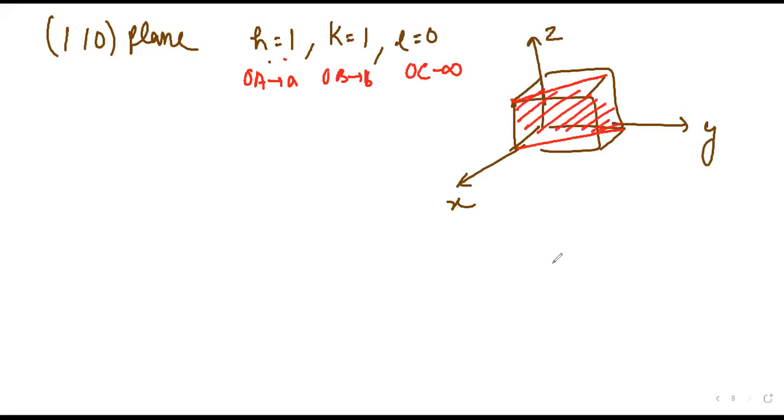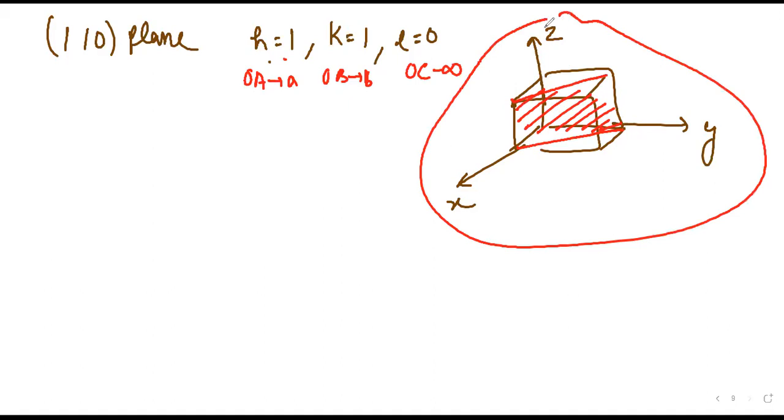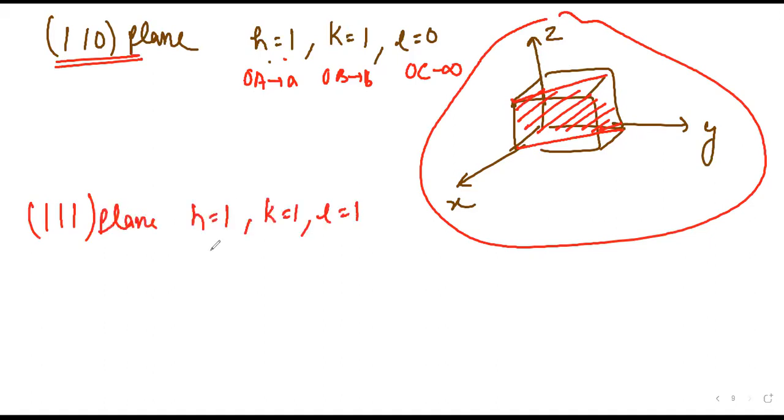If in the exam they give you this type of diagram and they want you to calculate the Miller indices of this diagram, that means they are talking about the (1,1,0) plane. Similarly, if they are giving you the (1,1,1) plane, here h is equal to 1, k is equal to 1, l is equal to 1. Similarly, here OA is equal to A, OB is equal to B, and similarly OC is equal to C.